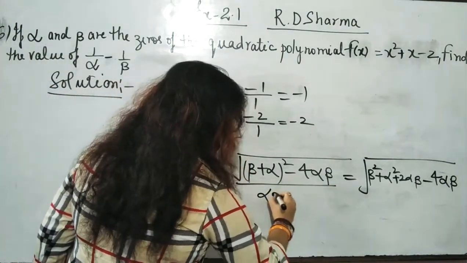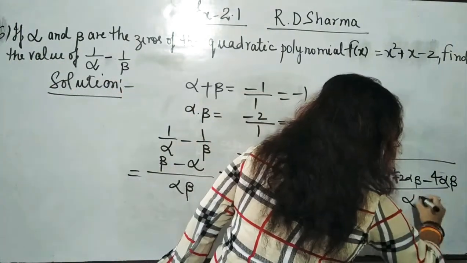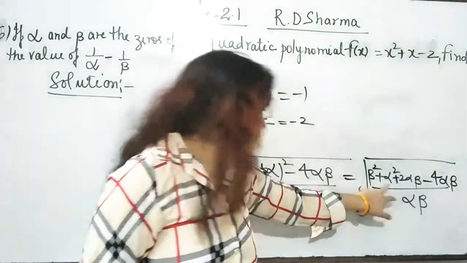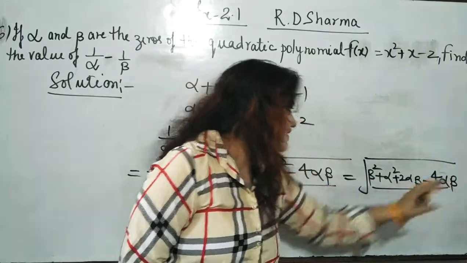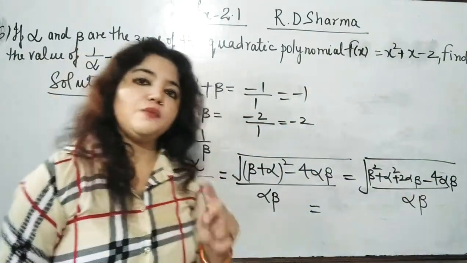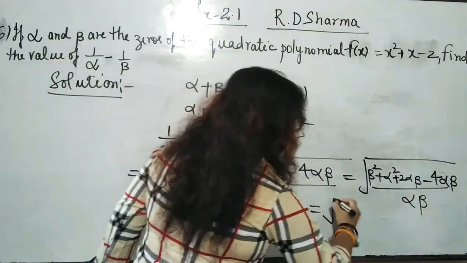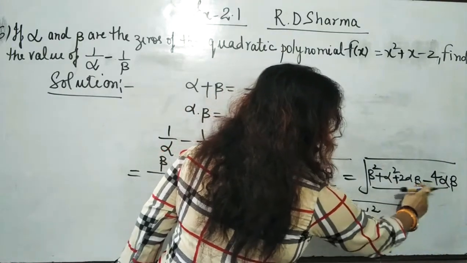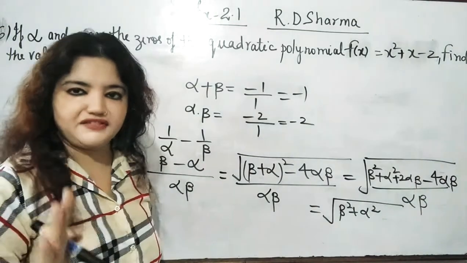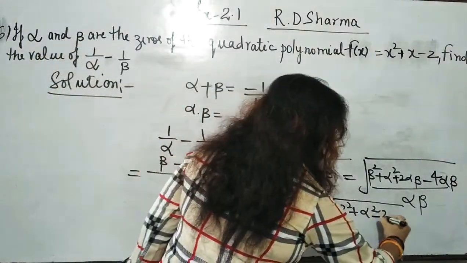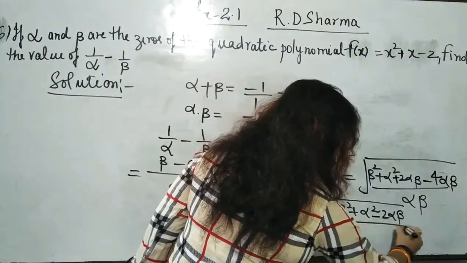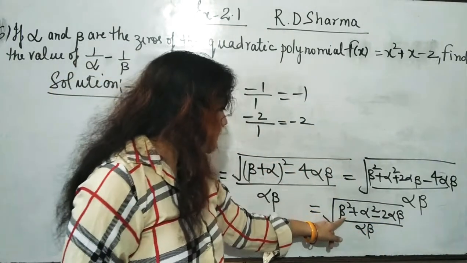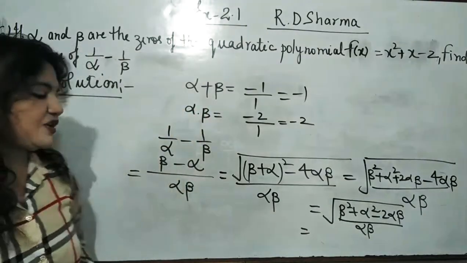Upon alpha beta is here. Keep writing, upon alpha beta. Fine guys. And now see, beta square plus alpha square, 2 alpha beta minus 4 alpha beta, they will give the value minus 2 alpha beta. Beta square plus alpha square and 2 alpha beta minus 4 alpha beta are giving the value minus 2 alpha beta, upon alpha beta. And now this is beta square plus alpha square minus 2 alpha beta.